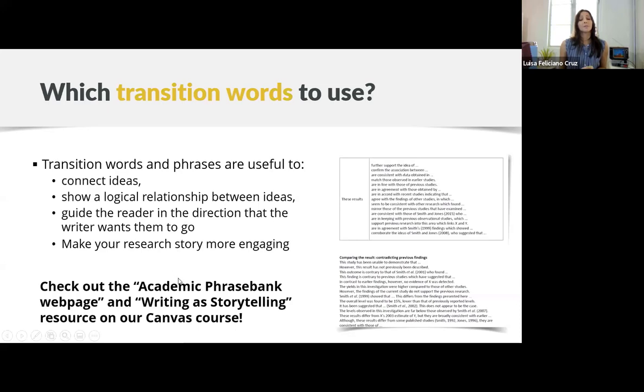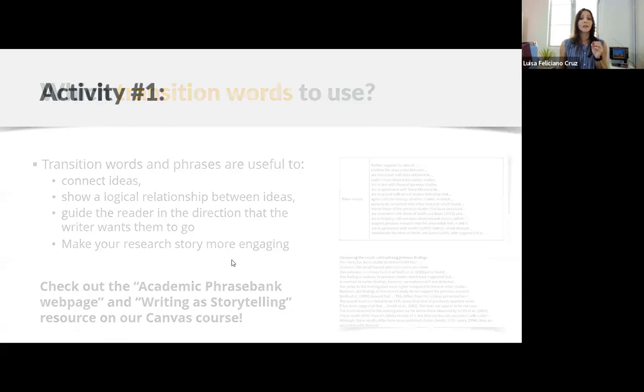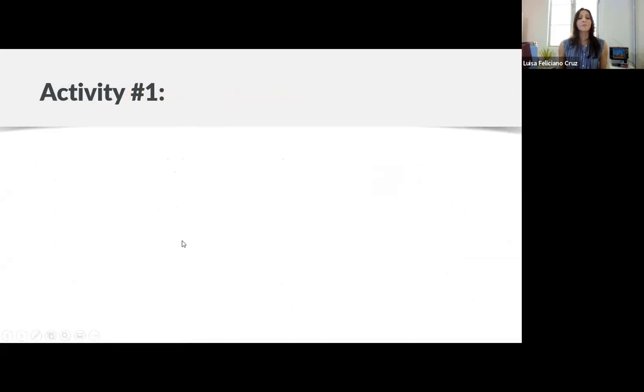We have a resource in the Canvas course. It's from the University of Manchester. It's the Academic Phrase Bank webpage. Super useful. It gives you a few examples here. So for example, it says, these results further support, or these results confirm or are consistent with. So it gives you like 10 or 20 different ways to say the same thing, but it helps you give more variety to your review. So I suggest you check them out.